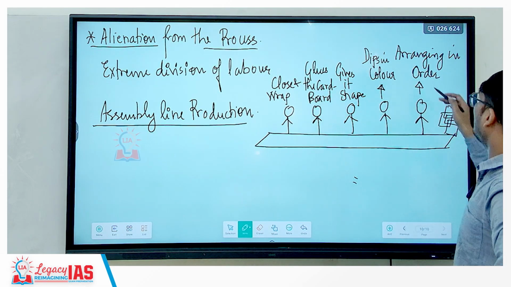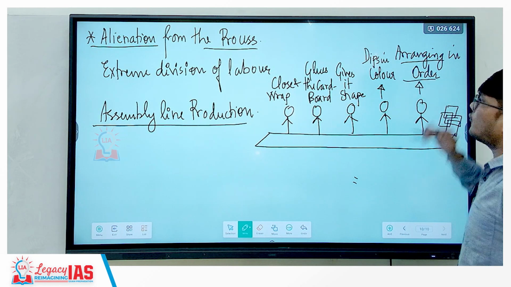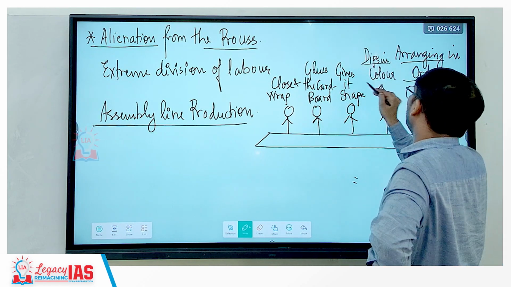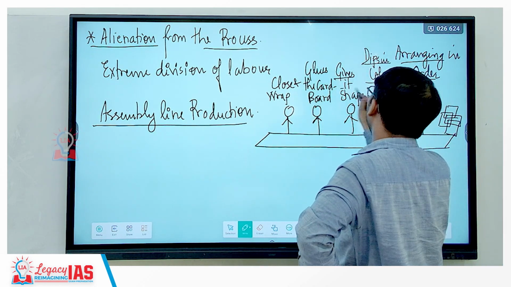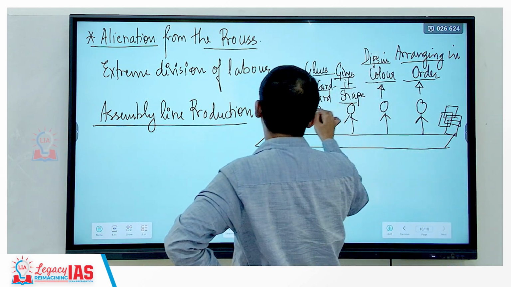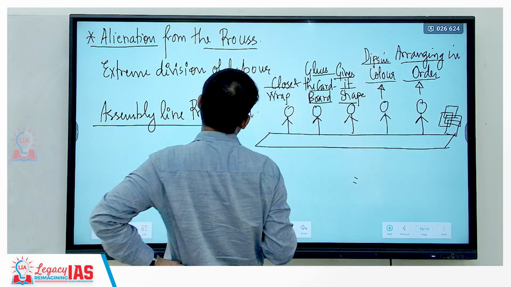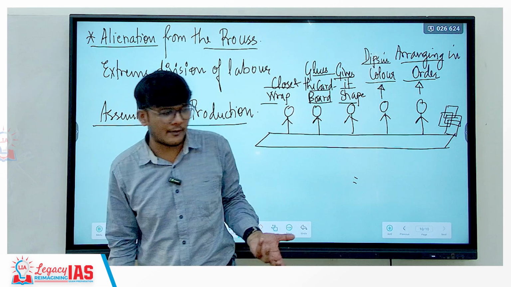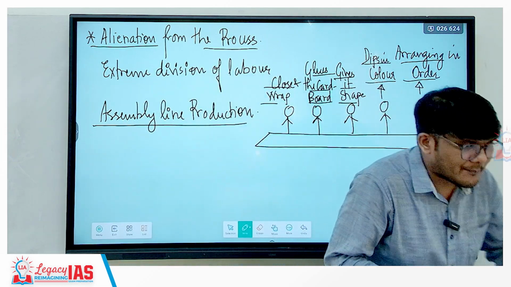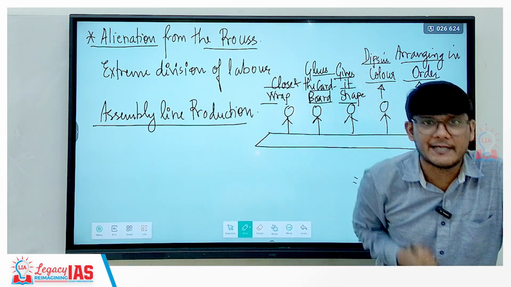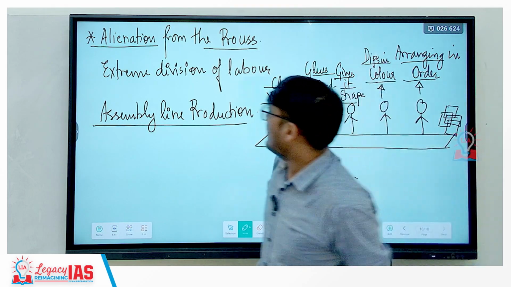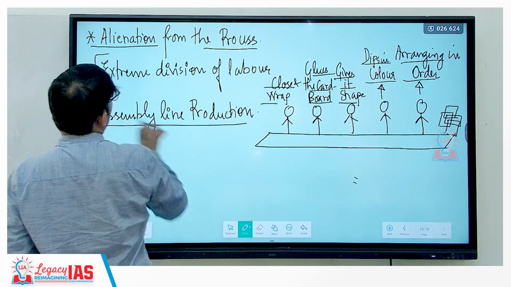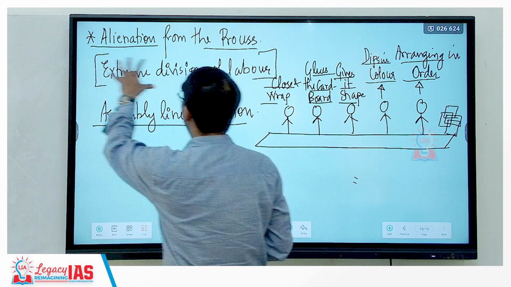Why? Because this person just arranged the cardboards in order. This person just dipped it in color. This person just gave it the shape. This person just glued the cardboard. This person just closed it, and one person just wrapped it up. So no one is able to have a sense of achievement. Because of what? Because of extreme division of labor.